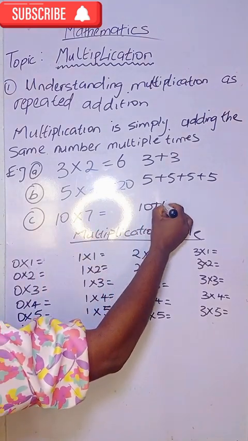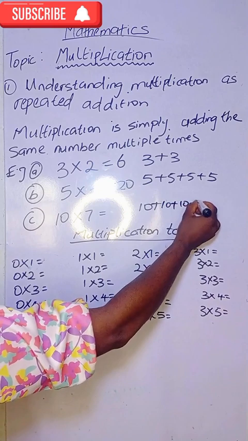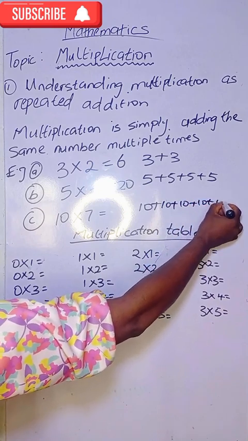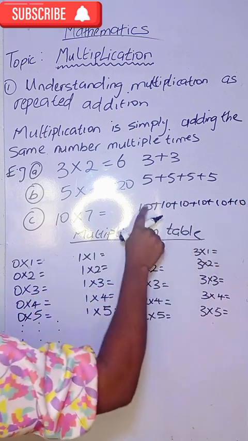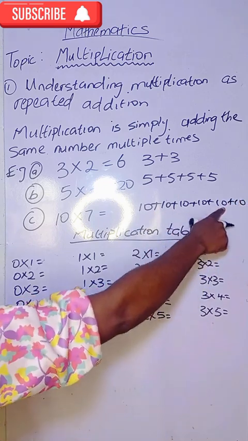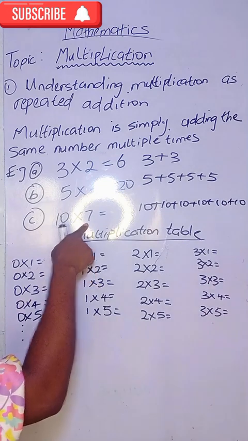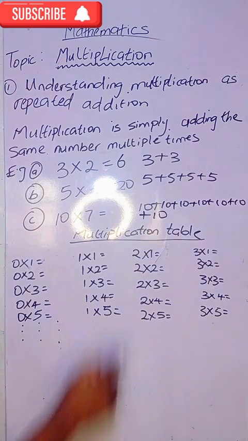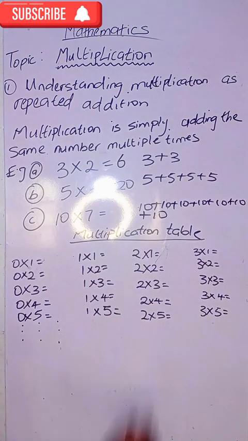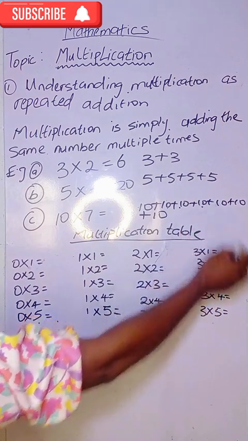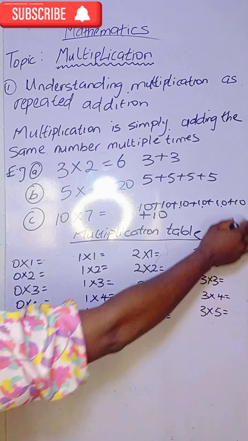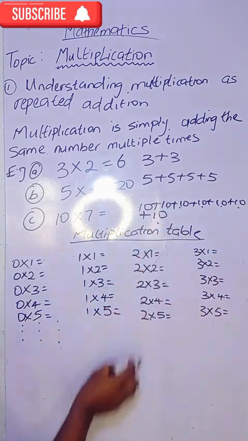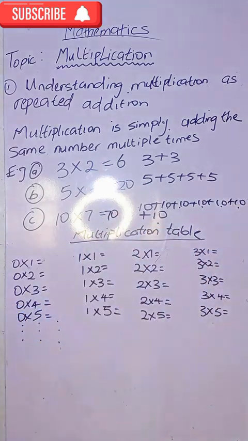10 plus 10 plus 10 plus 10 plus 10 plus 10. Let's count. 1, 2, 3, 4, 5, 6. Is it up to 7? No, we add another plus 10. So let's add. 10 plus 10, 20, 30, 40, 50, 60, and 70. Therefore, we have that 10 times 7 is what? 70. As simple as that.